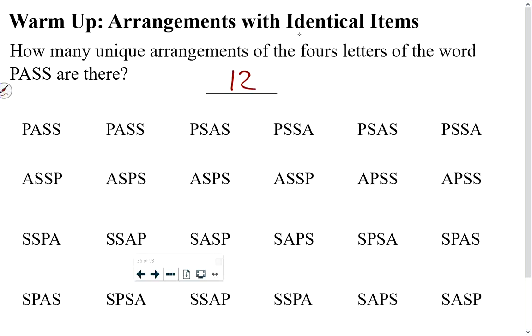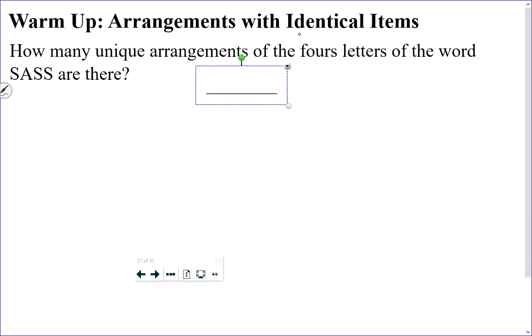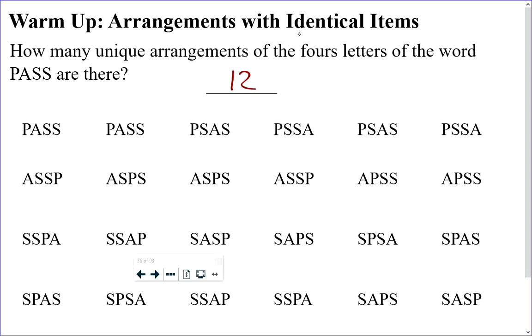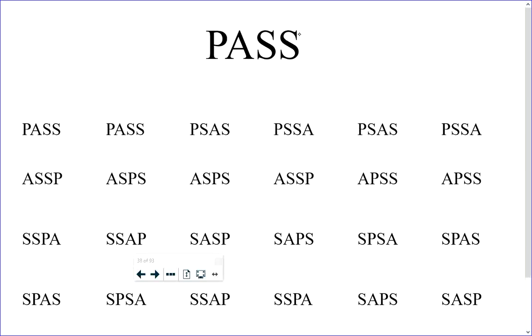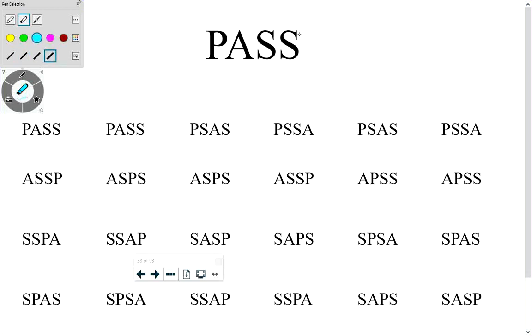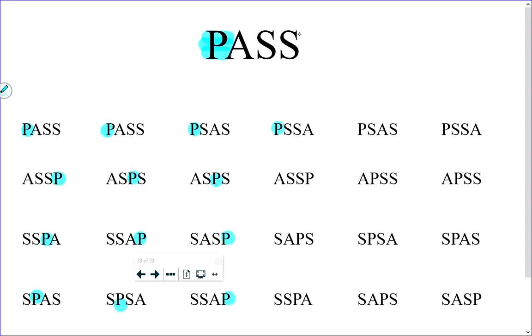And finally, how many unique arrangements of the letters of the word SAS are there? Well, these are all of the arrangements of the letters of the word pass. We're going to go from pass to SAS, which means that this is going to become an S. All of these P's are going to become S's. I hope you see that what's about to happen is we're going to get a whole bunch of items that are identical.